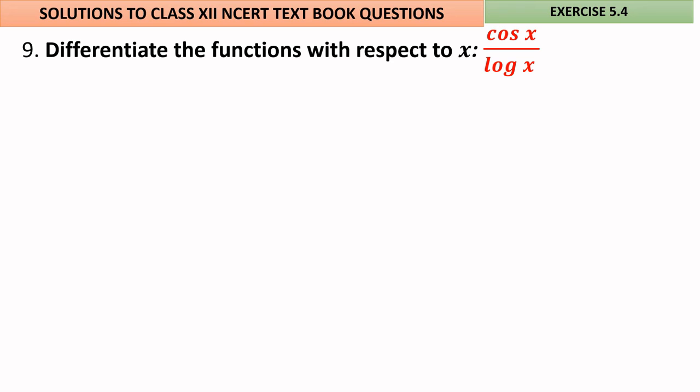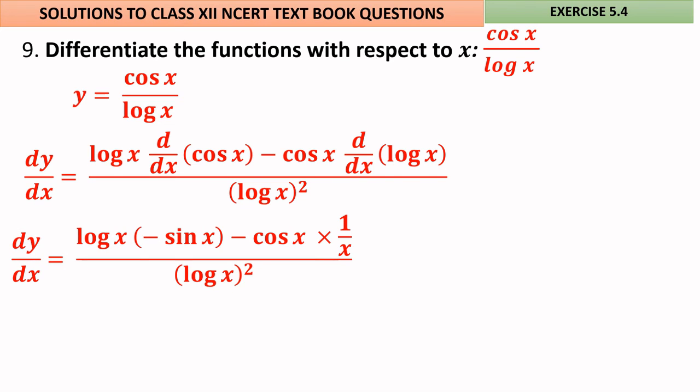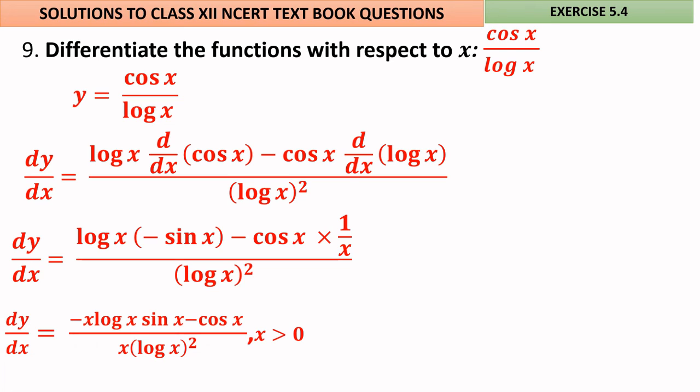Question number 9. cos x upon log x. We have to use the u by v form for this: denominator into differentiation of the numerator, minus numerator into differentiation of the denominator, over denominator square. Differentiation of cos x is minus sin x, differentiation of log x is 1 by x. Now you can arrange the terms.